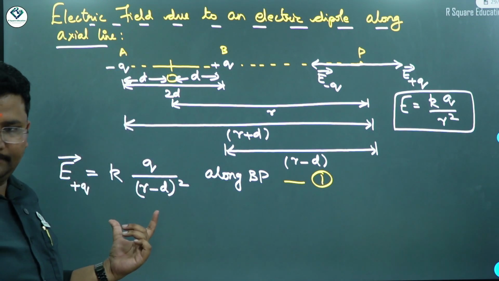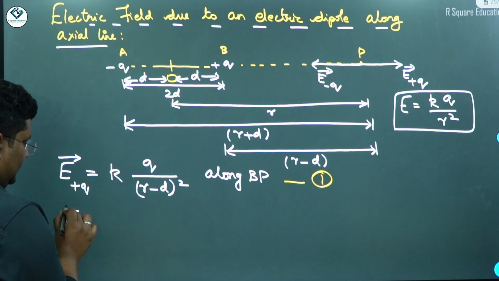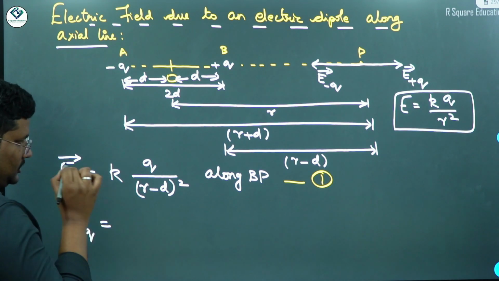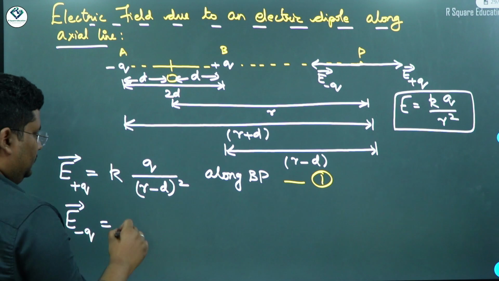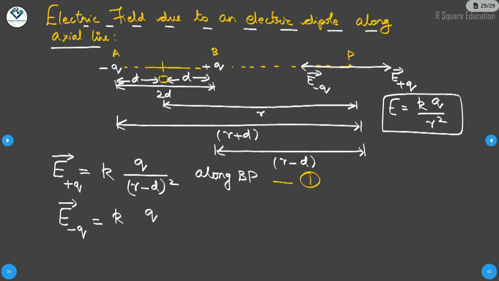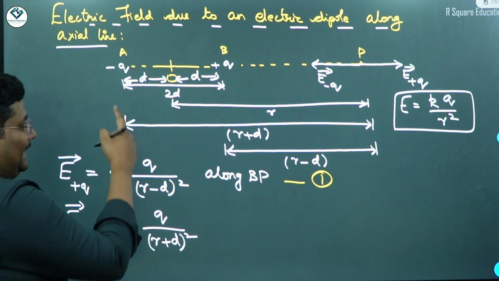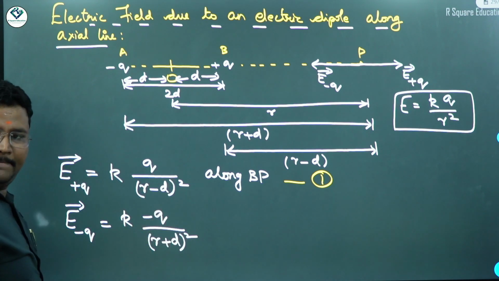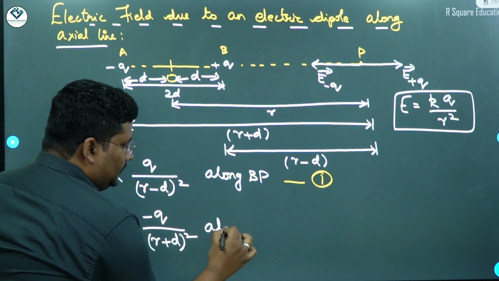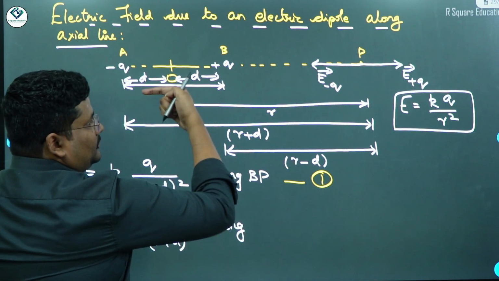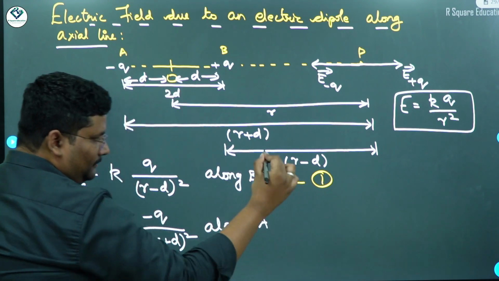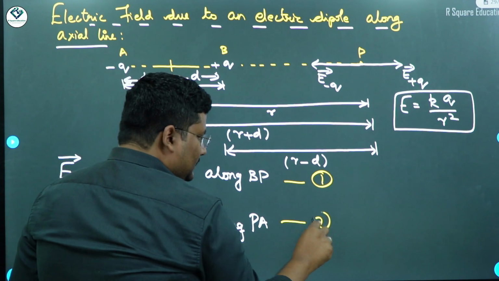So far any doubts? Right. Next, the electric field due to the negative charge. Right? So now it is KQ by (R plus D) the whole square. Yes? But as a vector, what charge is it? Negative charge. So minus. Yes? And it is going to be along, it is going to be this way. So it is going to be along PA. Let me take this as the second equation.